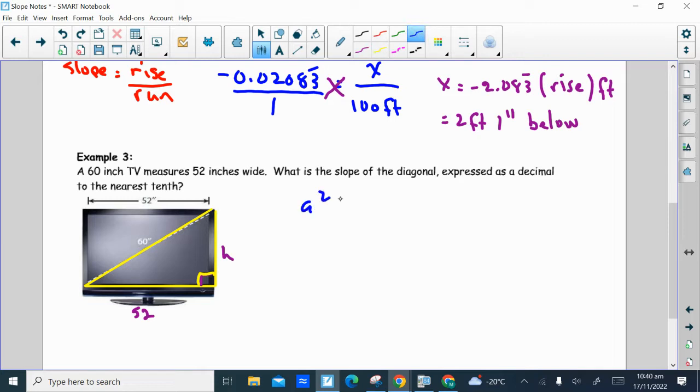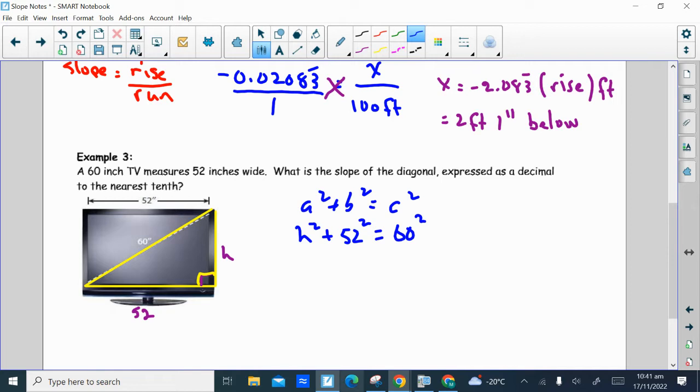Pythagorean theorem says that a squared plus b squared equals c squared, where a and b are the two legs of the triangle. The hypotenuse, the longest side, is always c. So if I say that a is the height, b is the width, which is 52, which needs to be squared, and that must equal c, which is 60, which is also squared. I'm going to calculate what h is, and then I can find the slope. That represents the rise of the TV screen.